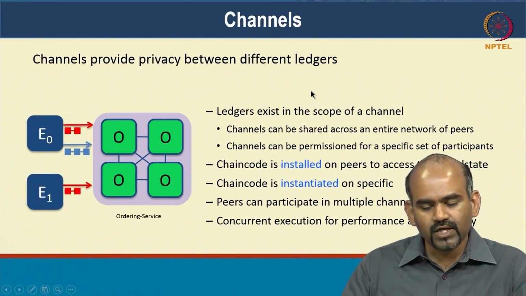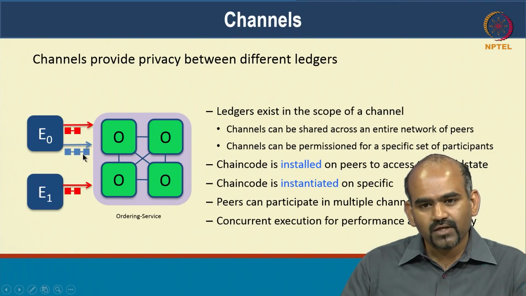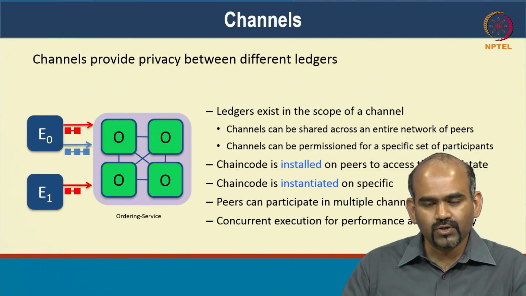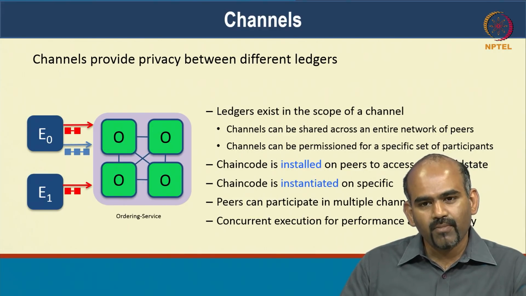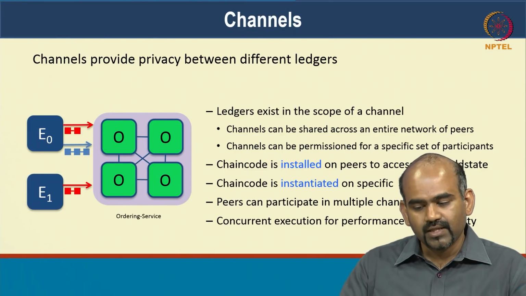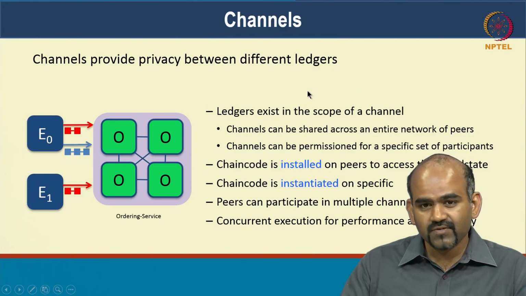Channels provide you a notion of privacy, or actually transaction privacy, between different ledgers. So the same set of peer nodes, so E0, E1, can actually be part of multiple blockchain ledgers. So I can have E0, E1, E2 be part of one ledger or one blockchain. E0, E1 and E3 might be part of another blockchain, right? So these are two different chains of blocks. Each of them can have a different ordering service if they want to. It can have the same as well.